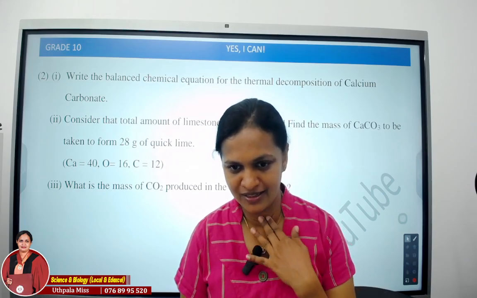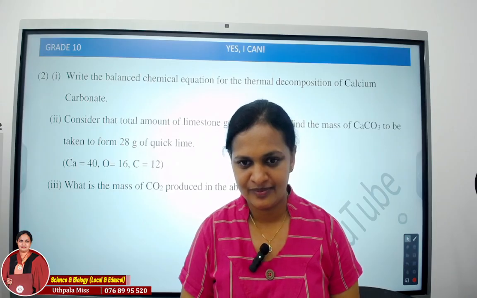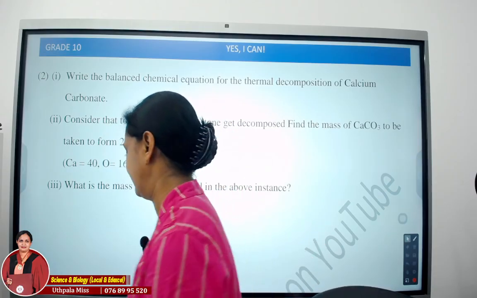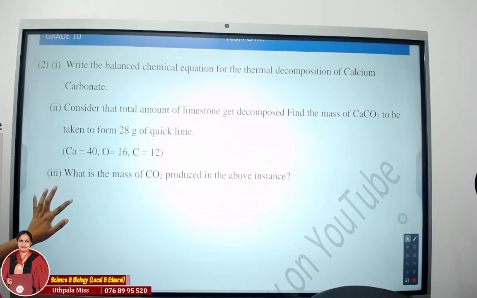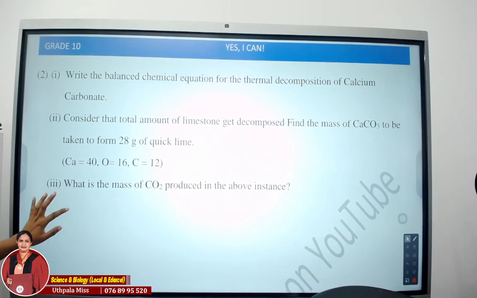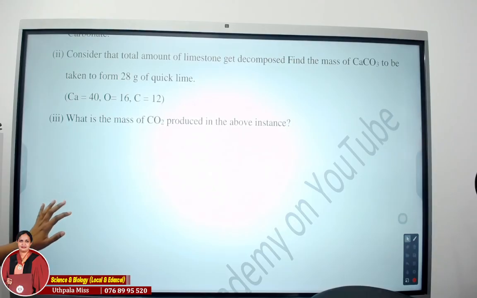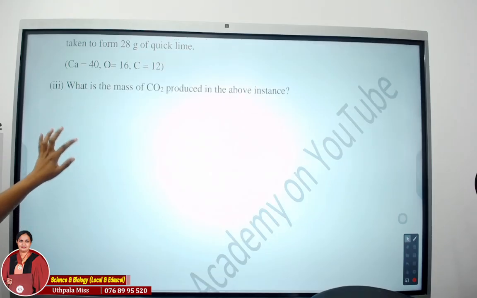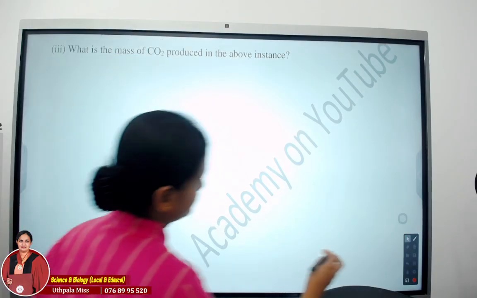50 grams කියලා කියනවා. කවුරුත් අතිස්සෙ නැහැ. ඒ කියන්නේ ඉවරයි තියෙන්නේ නේද? Let's see. Write the balanced chemical equation for the thermal decomposition of calcium carbonate. Consider that total amount of limestone, calcium carbonate, get decomposed. Find the mass of calcium carbonate to be taken to form 28 grams of quicklime. Quicklime is calcium oxide. Hari, 28 grams of quicklime is needed.